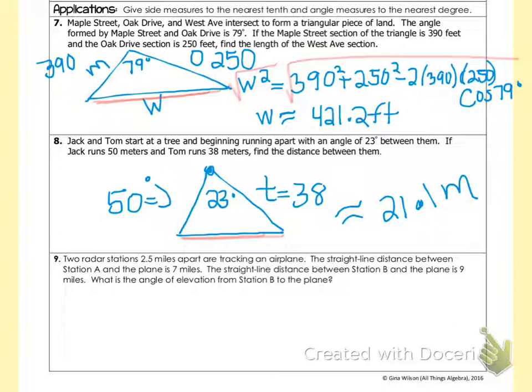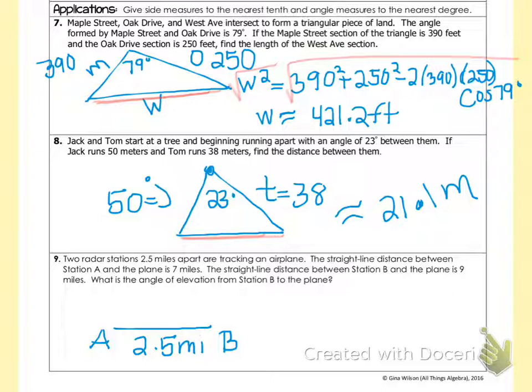This one, again, is just a triangle that we have to create. We don't really know exactly what it looks like, but two stations 2.5 miles apart are tracking an airplane. The straight line distance between station A and the plane is 7 miles. So we've got an A, and let's say the other station is B. And they are 2.5 miles apart.